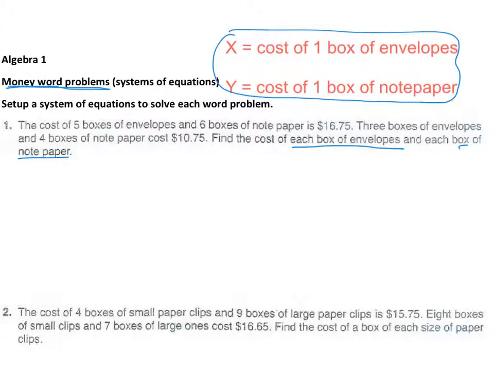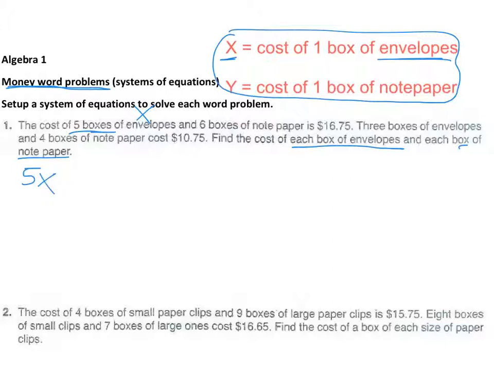If we read through the first sentence, that's going to give us the first equation. Since it says 5 boxes of envelopes, and we said x is the cost of 1 box of envelopes, I'm going to put an x above there. If x is the cost of 1 box of envelopes and you buy 5 of them, you multiply 5 and x to give you the total cost. So I'm going to put 5x.